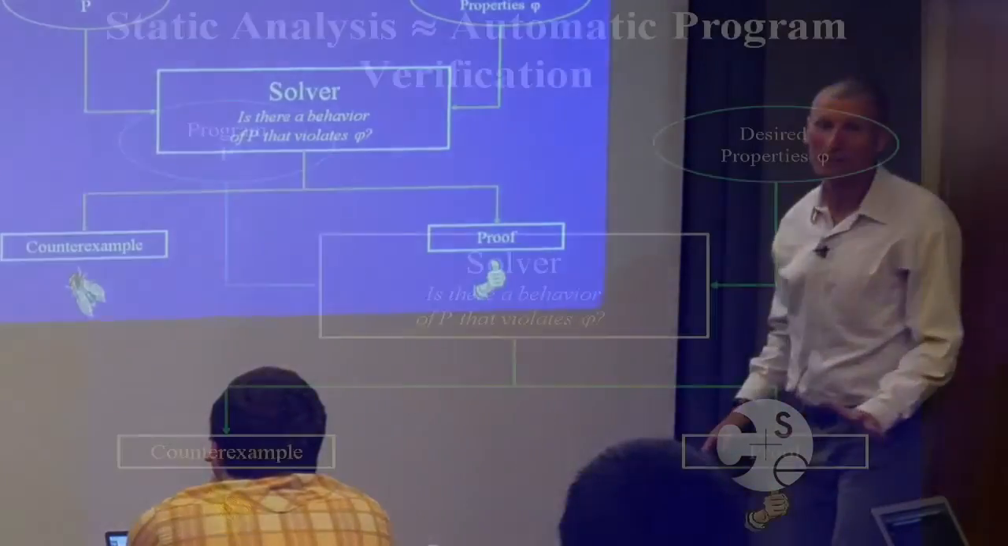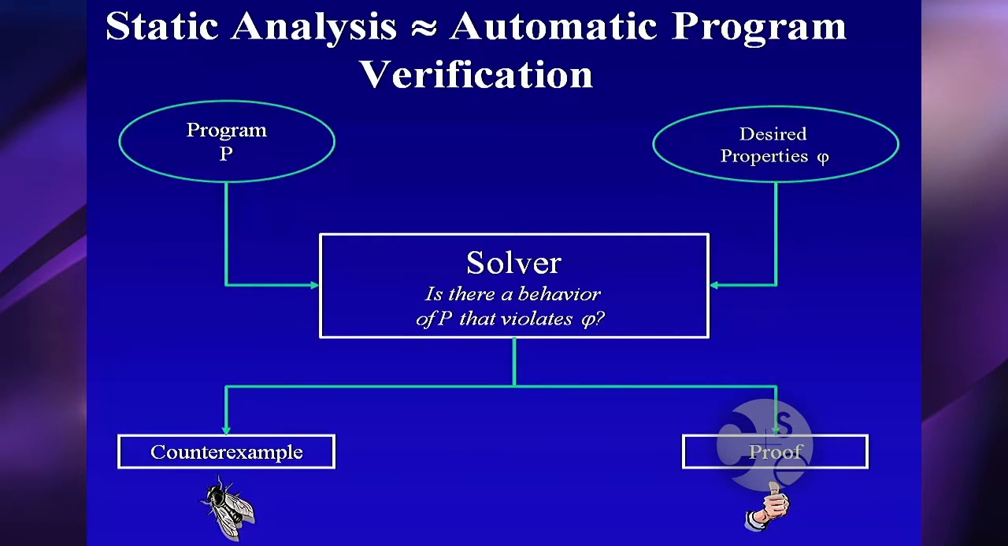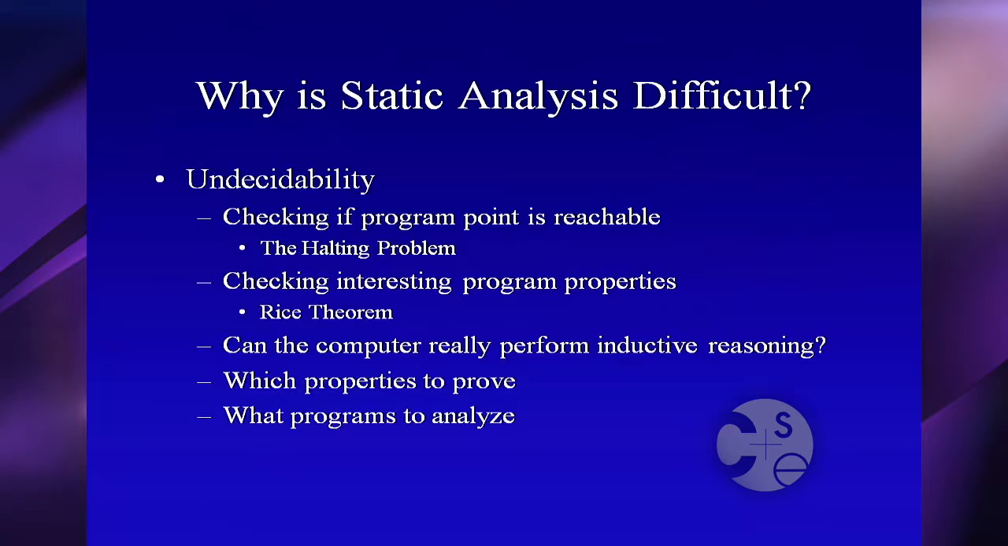So the goal here is that we have a program and we have some property, and we want to develop some automatic tool, hopefully, that can actually either find a bug or find a proof that the property holds. And as we know, all of these properties are undecidable, so we don't know how to check if a point is reachable. We don't know how to check interesting properties. And actually, as Zach said, it's really hard for the computer to do some inductive reasoning.